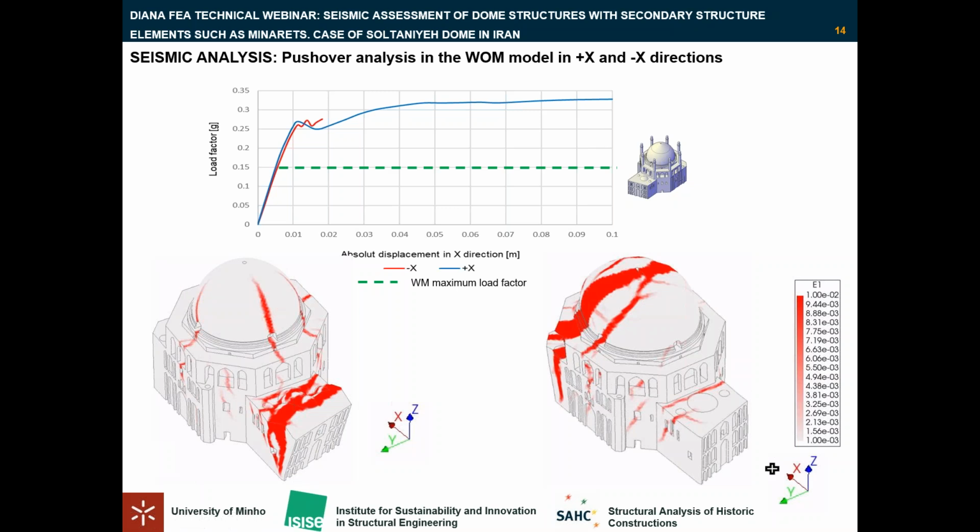Cracks predominantly show a characteristic shear diagonal pattern here and here. We can see the diagonal cracks, but vertical cracks are also evident on the dome, as we can see in this picture. These cracks on the dome are extending downward through the transition zone and continuing through the structure over the main arch and going downward. In both models, we can see this, but more severely in the positive X direction because it involves the dome.